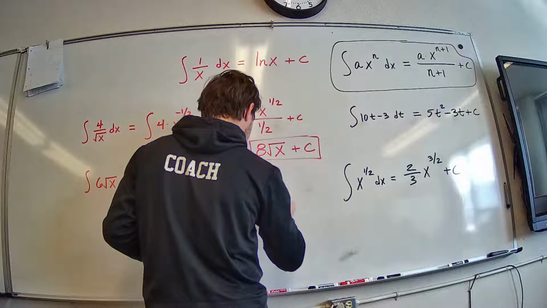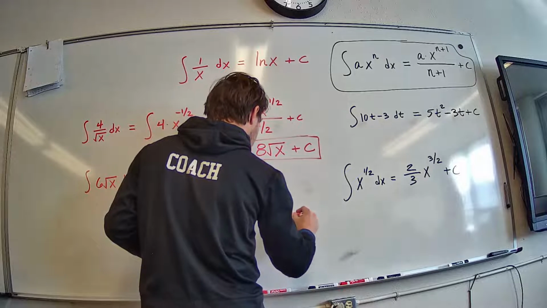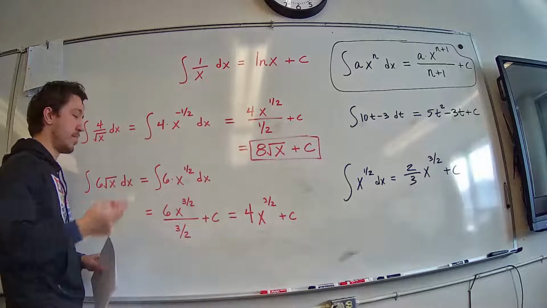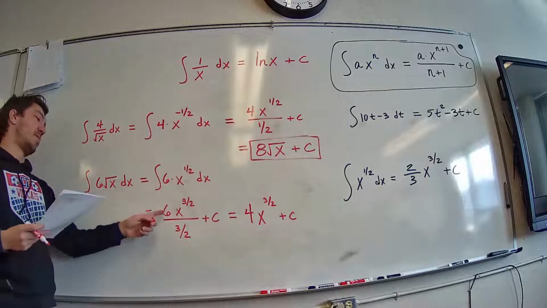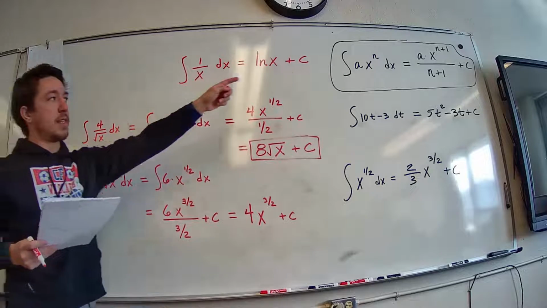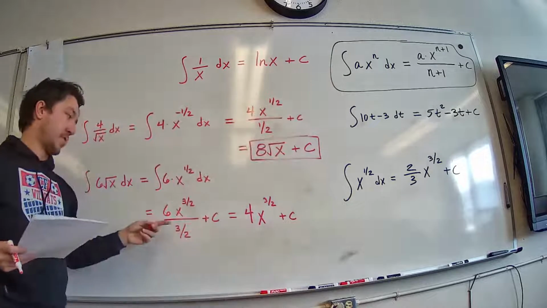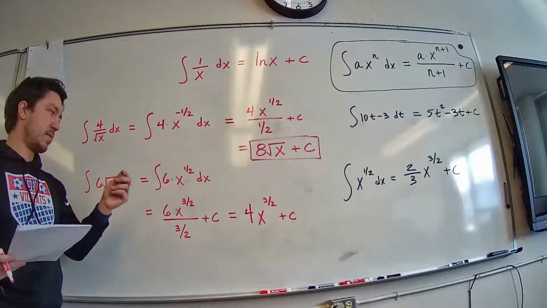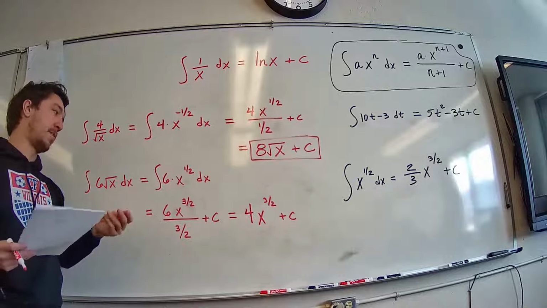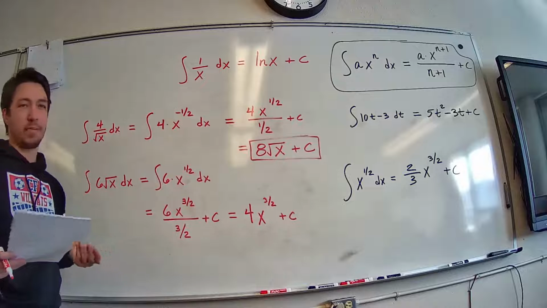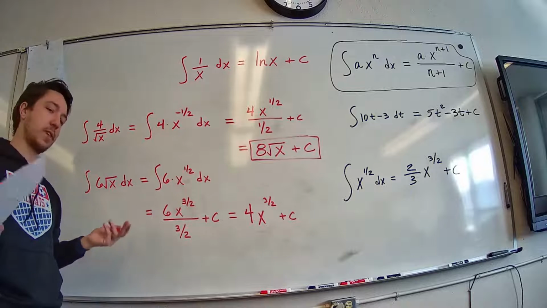Don't forget, I'm just doing this so you can see the form being applied. Most people jump straight to thinking, yeah, I'm dividing by 3 halves, but really I'm multiplying by 2/3. What's 2/3 of 6? It's 4.